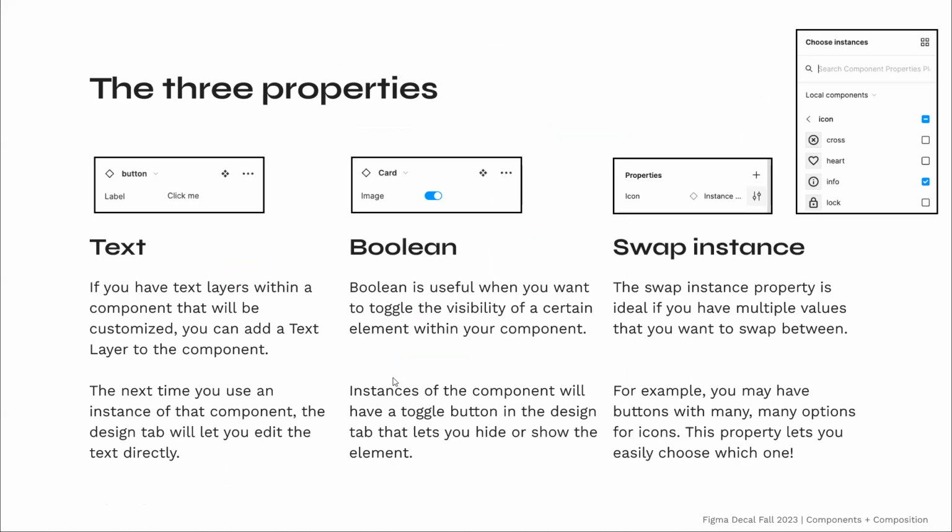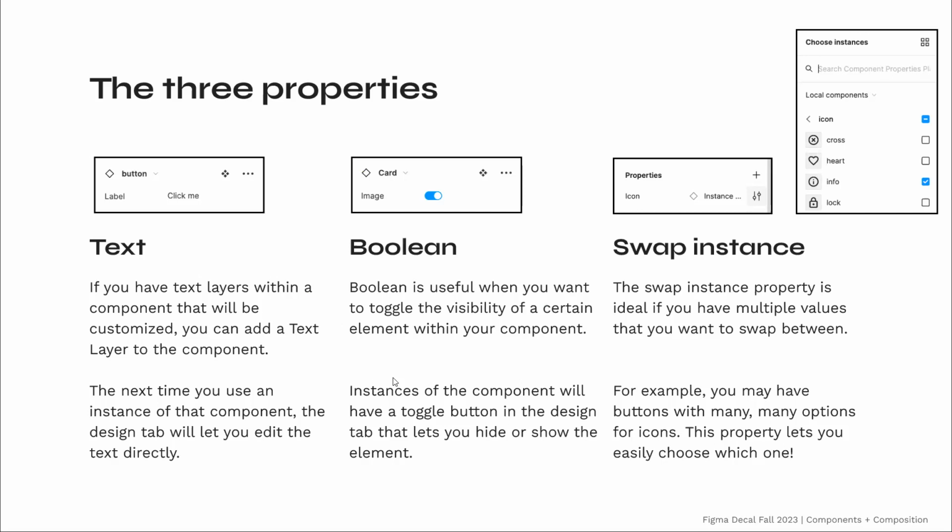If you have text layers within a component that will be customized, you can add a text property to the component. And the next time you use an instance of the component, the Design tab will let you edit the text directly. The second one is going to be Boolean, which is going to be useful when you want to toggle the visibility of a certain element within your component. So instances of the component will have a toggle button in the Design tab that allows you to hide or show the element. The third and last one is going to be swap instance.